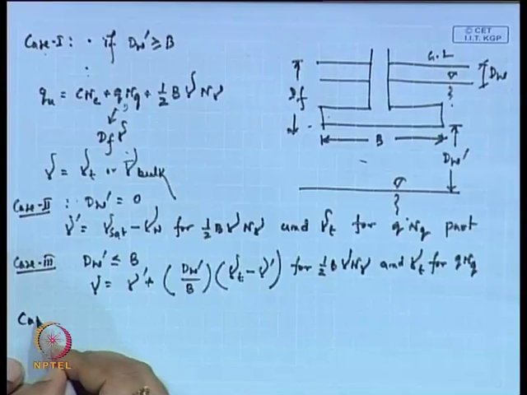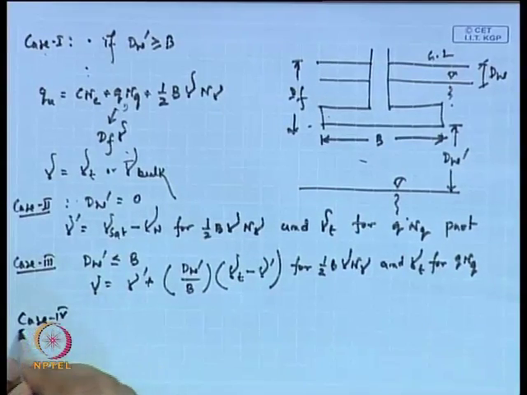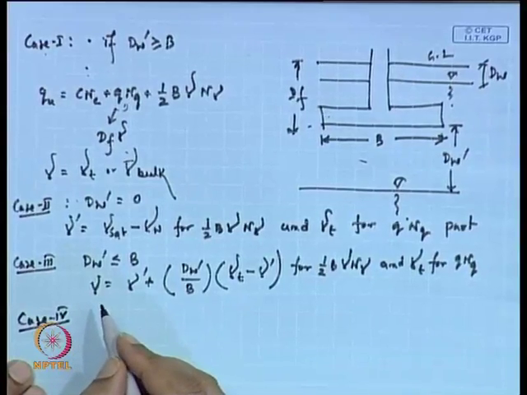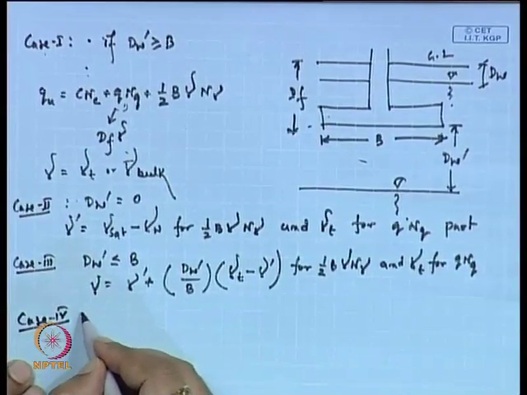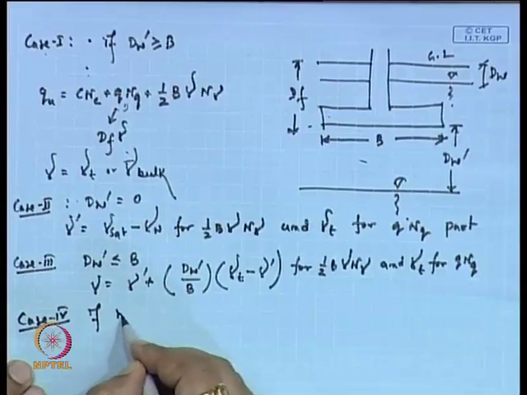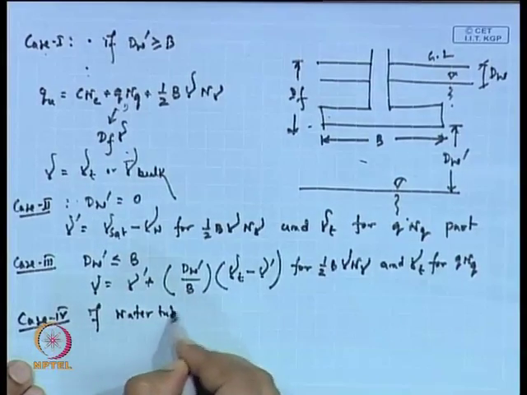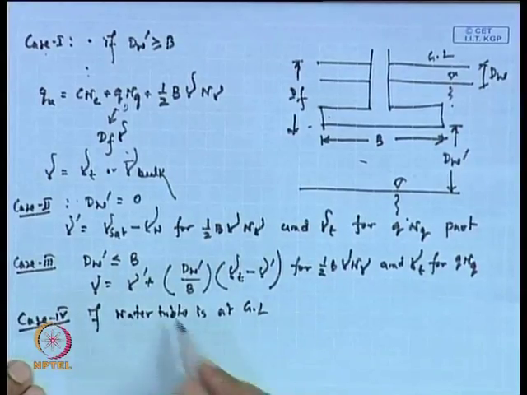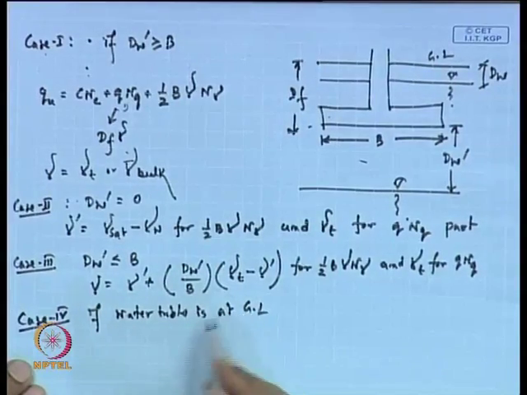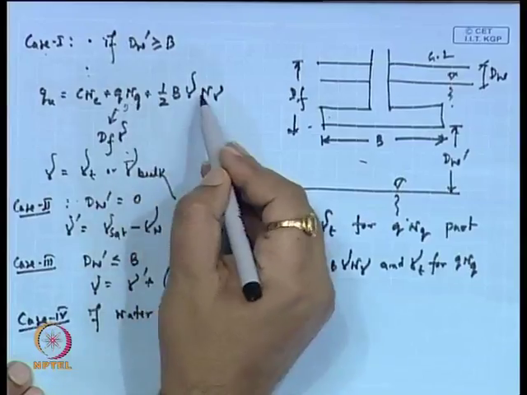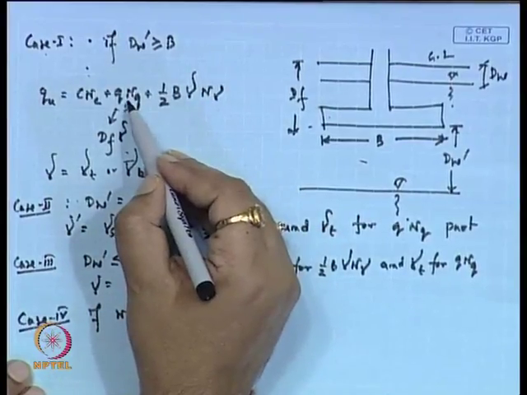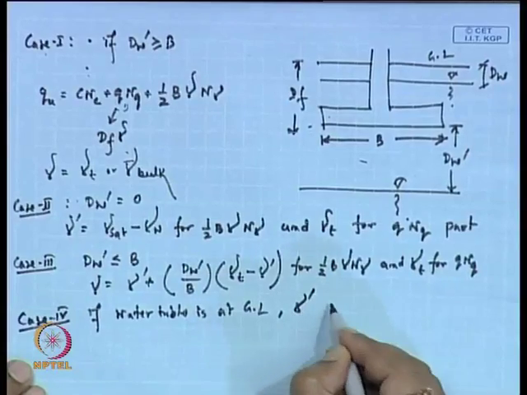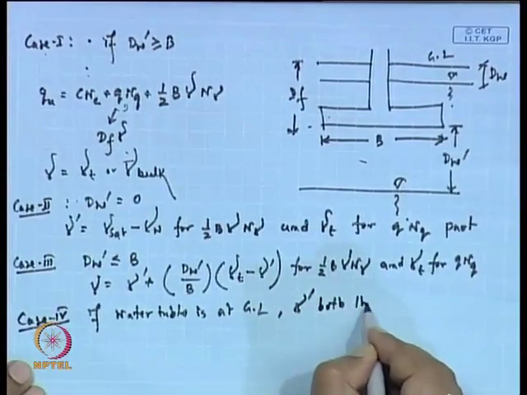Now, case 4: if the water table is at GL, then for both parts we have to use gamma sub. Here also we have to use gamma sub, and here also you have to use gamma sub, for both the parts.